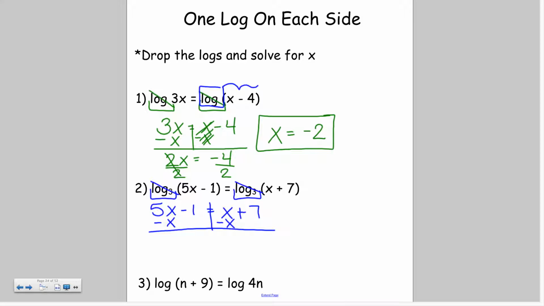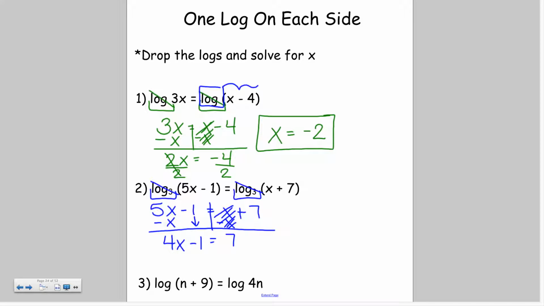Now if you want to do this all in one step, you can. I'm just breaking this down into individual steps, so that way, if you need to see it done that way, you can. But 5x minus x is 4x. Minus 1, we need to bring this on down. And it's equal to x minus x cancels out. And then we bring that 7 down.